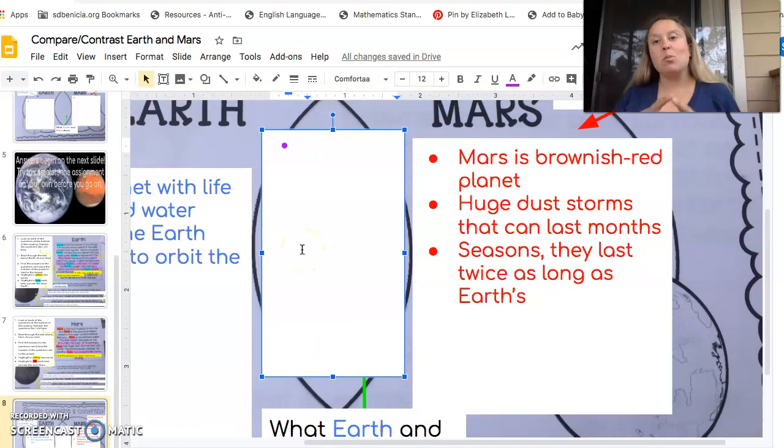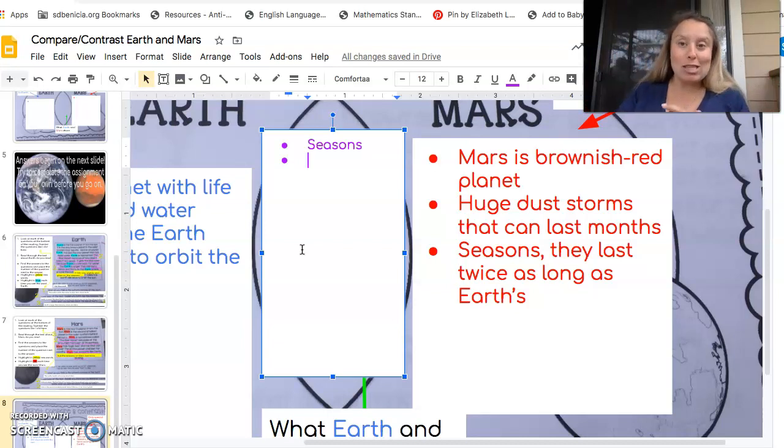I mean, we could say they're both a planet. They both orbit the sun. We could say that they are next to each other in our solar system. They are both inner planets. They are both on this side of the asteroid belt. We could say that they're both rock planets. None of that's really in the article that we read, but we do know that they both have seasons, don't they? Now, they last a different amount of time, but they both have seasons.